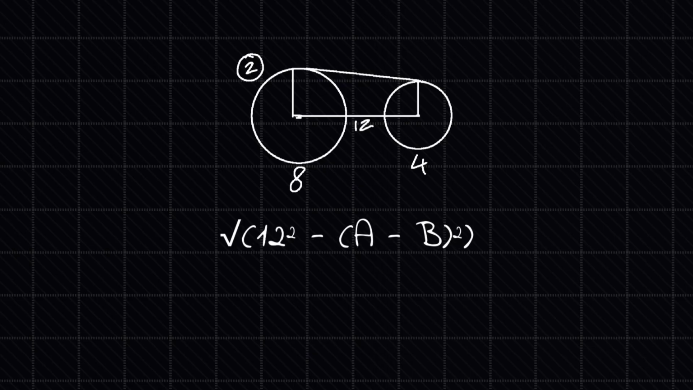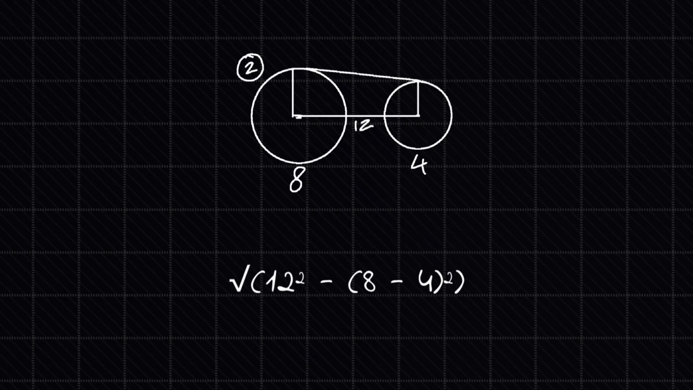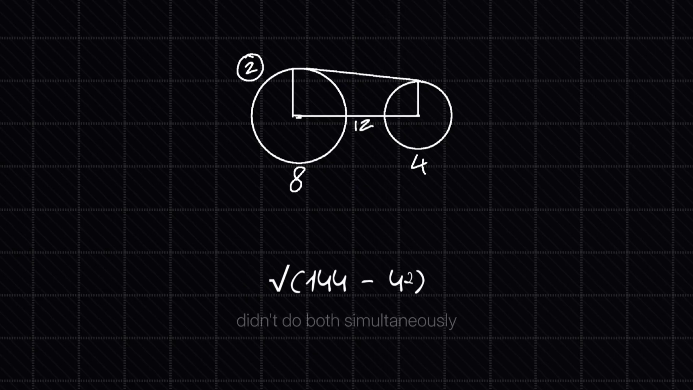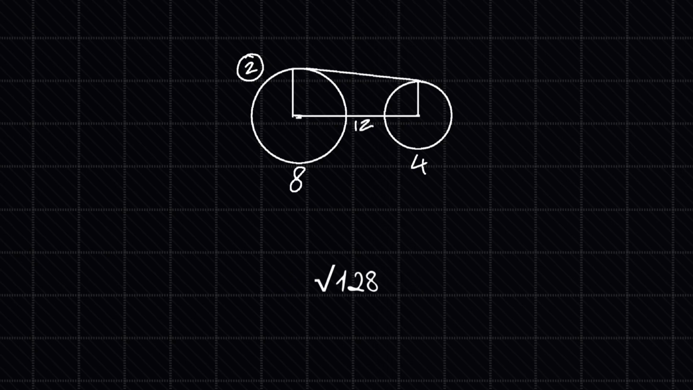Now it's 12 to the power of 2 minus (we put in the value of A, which is 8, minus B, which is 4) to the power of 2. I did 12 first, but whatever, it doesn't change anything. So 12 to the power of 2 turns into 144, minus 4 to the power of 2, which is 16. We subtract them both, and it will turn into 128.